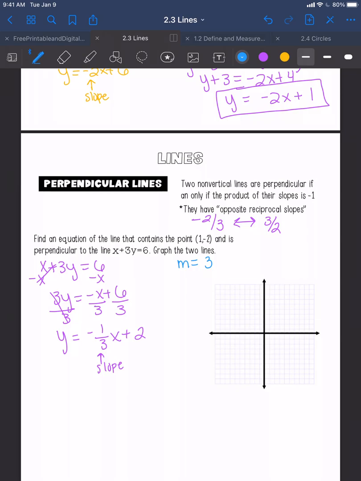So again, I'm going to use point slope form. I'm going to take y minus negative 2 equals 3 times x minus 1. That's y plus 2 equals 3x minus 3. Subtract 2 from both sides. Y equals 3x minus 5 is my equation.